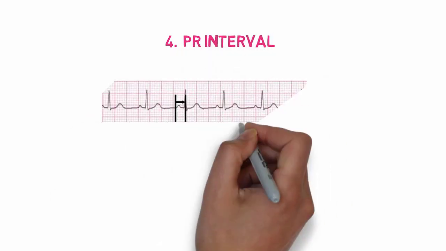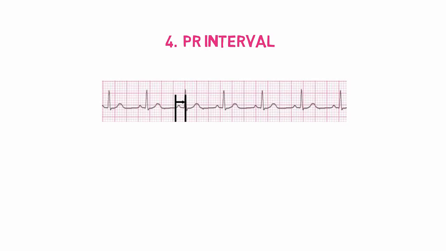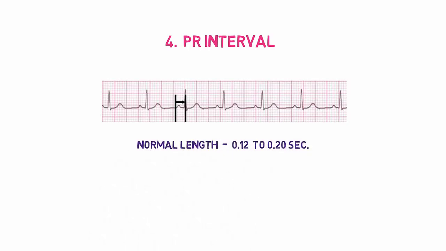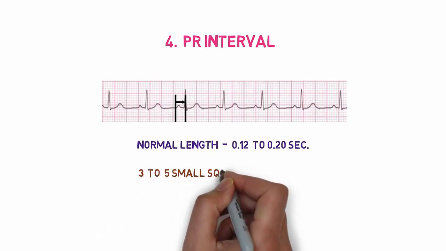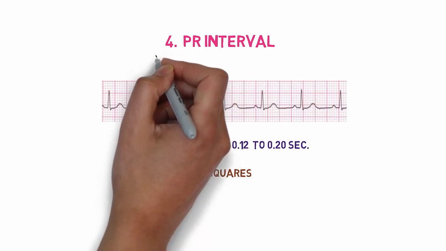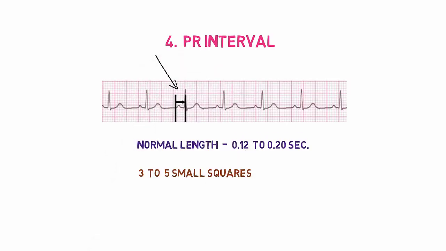The fourth characteristic of a normal sinus rhythm is the duration of the PR interval. In a normal ECG, the length of the PR interval is 0.12 seconds to 0.20 seconds. That means 3 to 5 small squares. Let us analyze this ECG. Here the PR interval is within 3 to 5 boxes. So we can say that it is a normal PR interval.